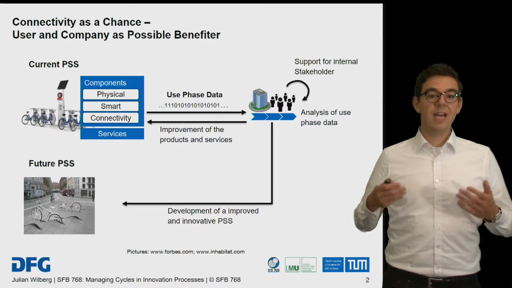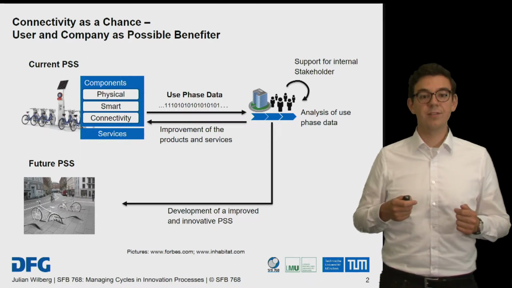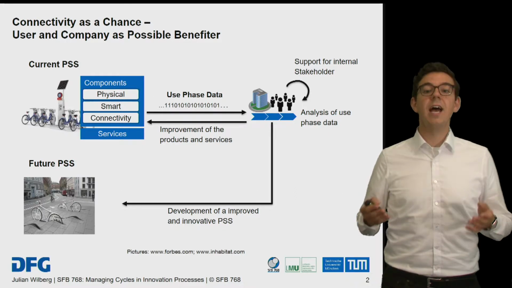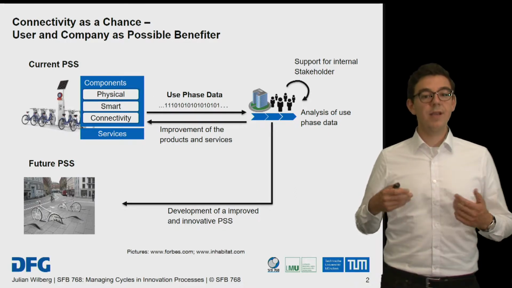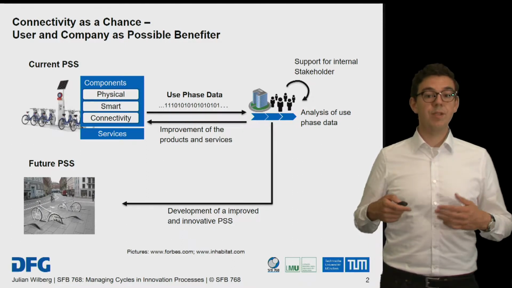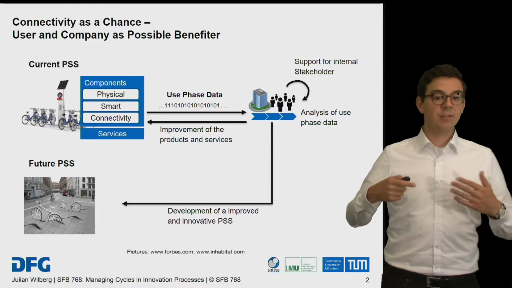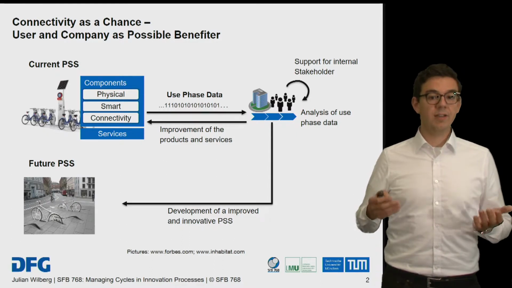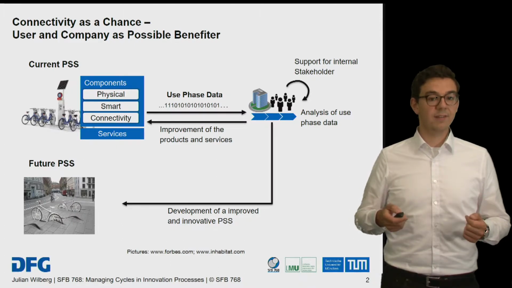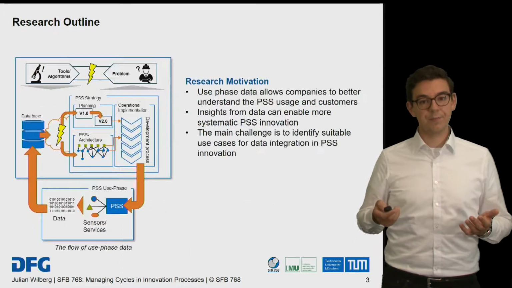Use phase data has great potential to support internal as well as external stakeholders. By analyzing use phase data, providers can improve their current and future PSS offerings based on insights gained from the data. For example, the data can be used to formulate more user-oriented requirements or tailor service offerings to concrete customers. An example could be the service of a bike sharing system. In general, many different use cases exist.